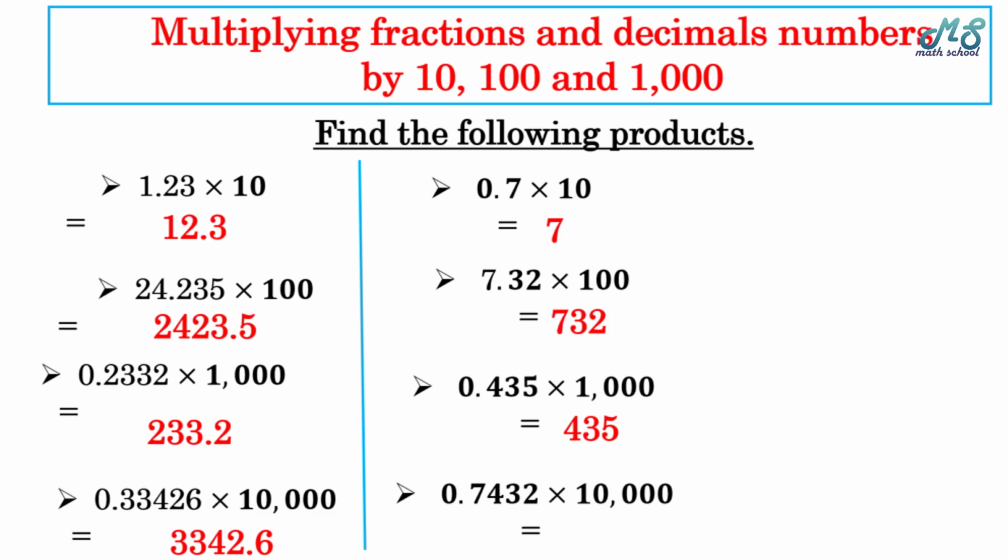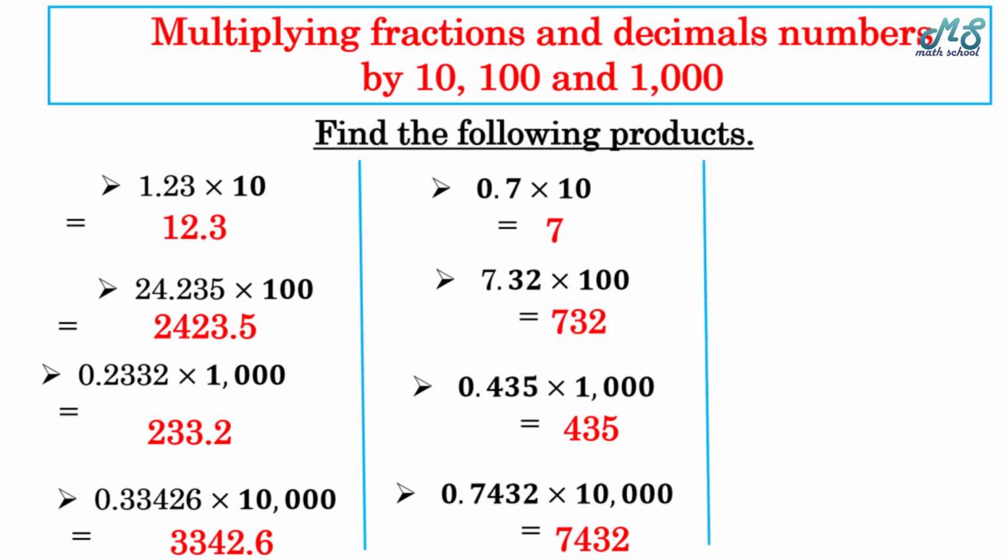Next, 0.7432 times 10,000. We have 4 decimal places. Just move the decimal point to the right 4 decimal places. It will be 7432. It's a whole number.